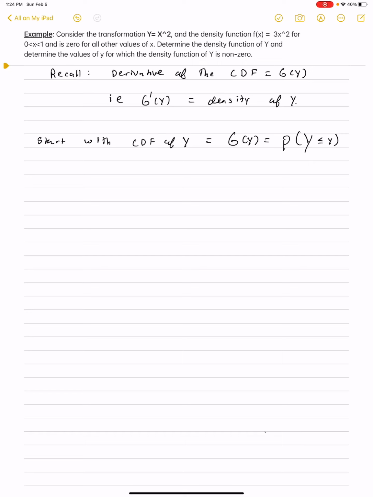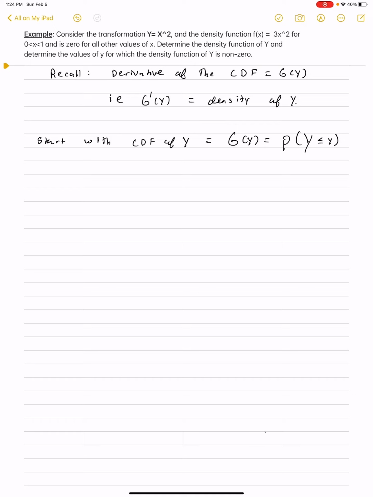Hi, I want to talk about this example in which we have the transformation y equals x squared and the density function is 3x squared for x between 0 and 1. We want to determine the density function of y and the range of values for which the density function applies.